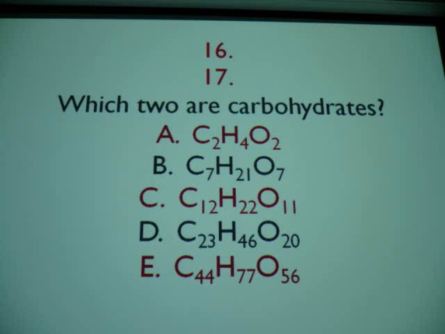That's fine. And look at number C. 22 to 11. Ain't that 2 to 1? Now look at 21 to 7. That's 3 to 1. Is that water? 46 to 20. 77. Are those 2 to 1s? No. That's how you do it. You look for the ones that are 2 to 1, because those are the waters.